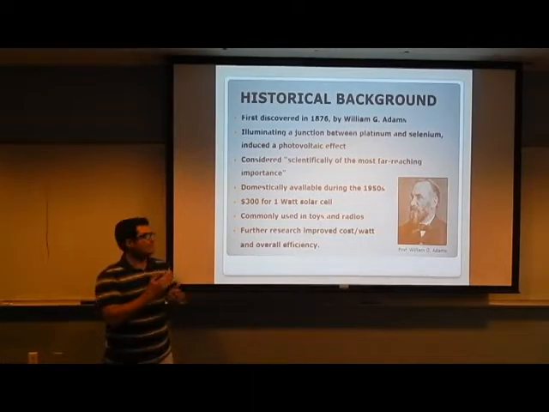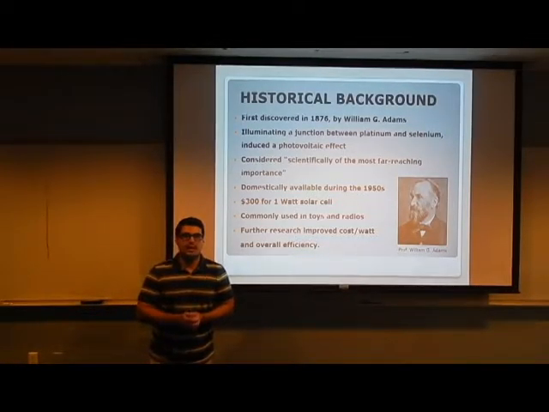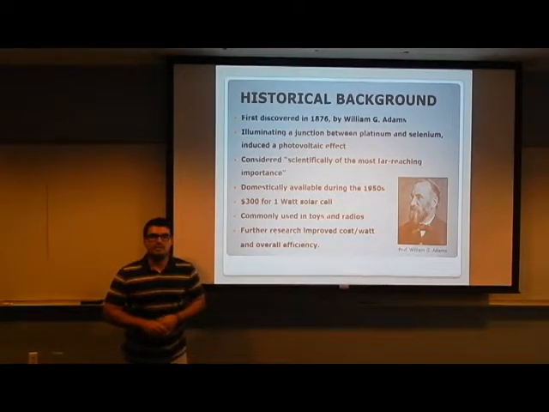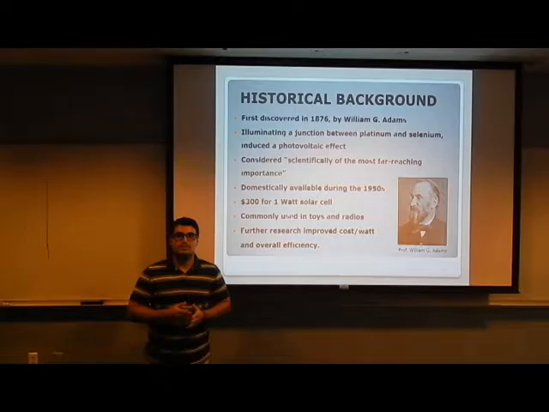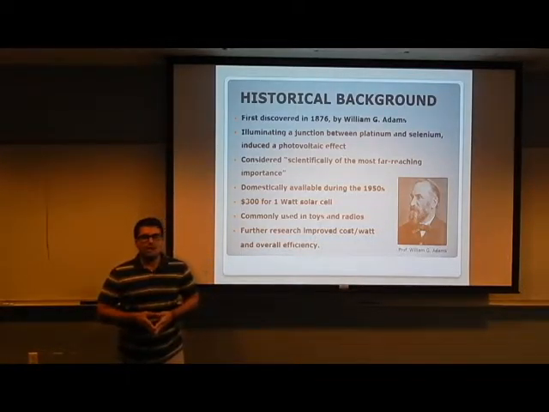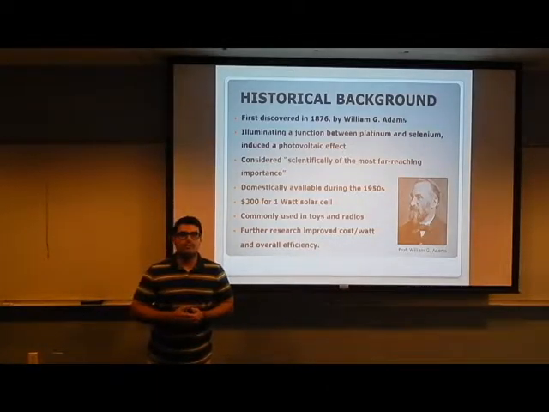Here we have the historical background of these solar cell systems, which were first discovered in 1876 by Professor William Adams. He discovered this by illuminating a junction between a platinum and selenium plate, which produced a photovoltaic effect. At the time, this was considered to be of the most far-reaching importance.